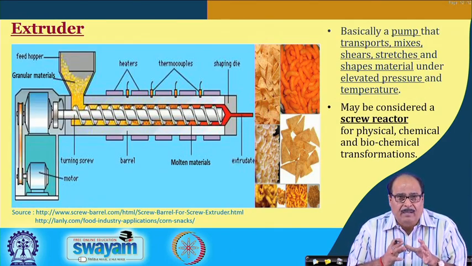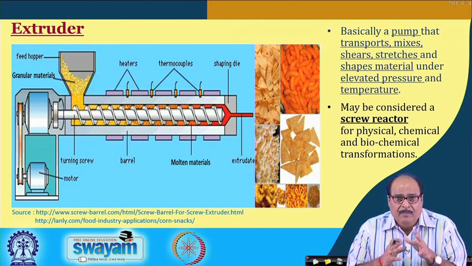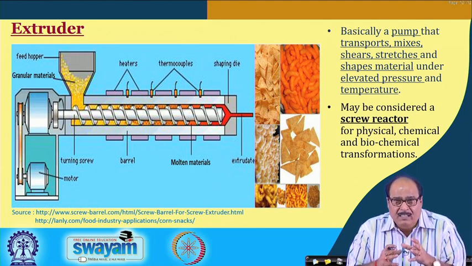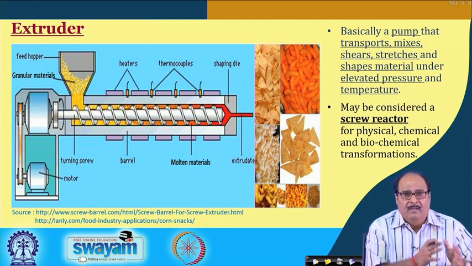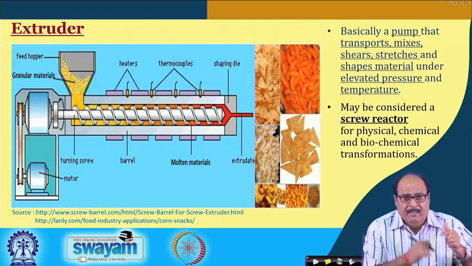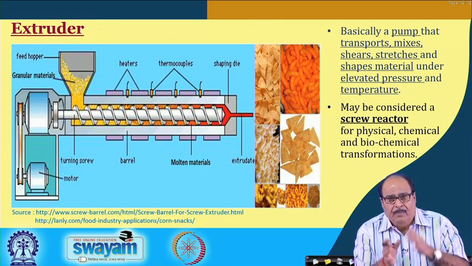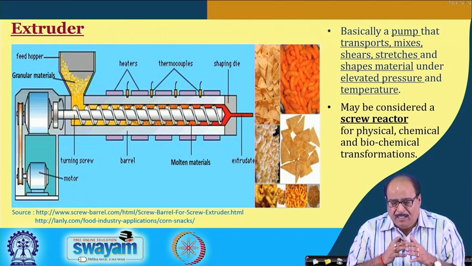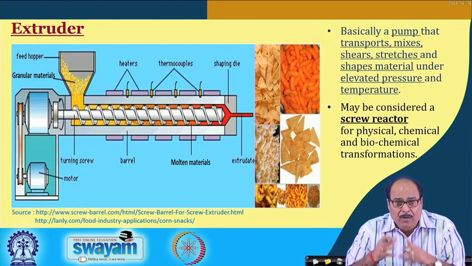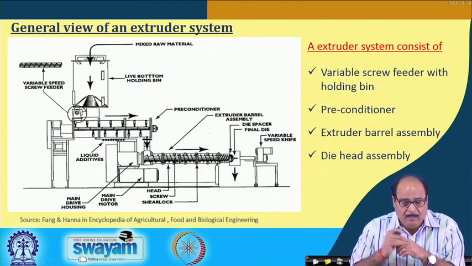The extruder machine is basically a pump that transports, mixes, shears, stretches and shapes material under elevated pressure and temperature. In fact, this is a basic machine wherein, in the single machine, several unit operations take place simultaneously and together. And the extruder can be considered a screw reactor for physical, chemical and biochemical transformations of the materials.